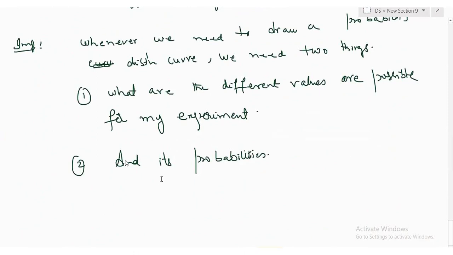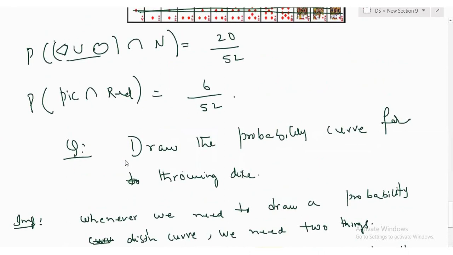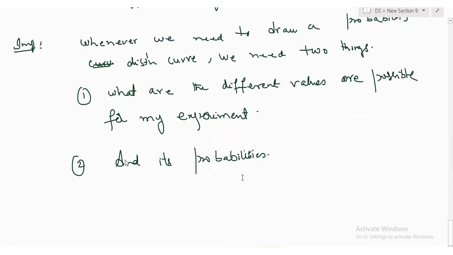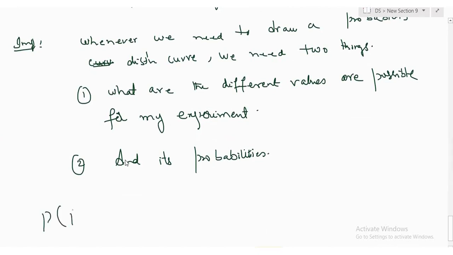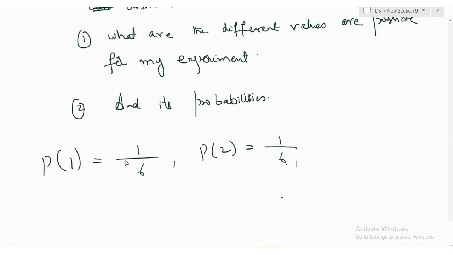Similarly, when I'm throwing a die, what are the values I may get? 1, 2, 3, 4, 5, 6. Put those on the x-axis. What is the probability of getting 1? 1 by 6. What is the probability of getting 2? 1 by 6 only. The favorable outcome is only 1. Similarly, the probability of getting 6? 1 by 6.